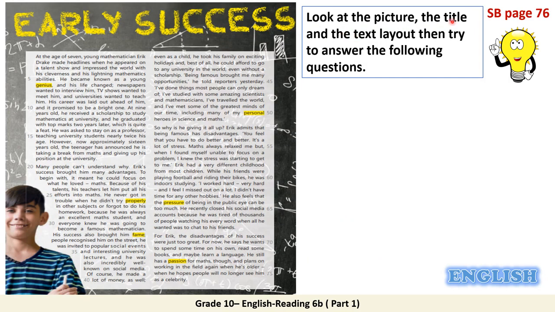Now, let's look at the picture, the title, and the text layout, then try to answer the following questions. Let's refer to our student books, page 76. It is about early success. Pause, read through the text to try to answer the questions that we will be displaying in a moment.